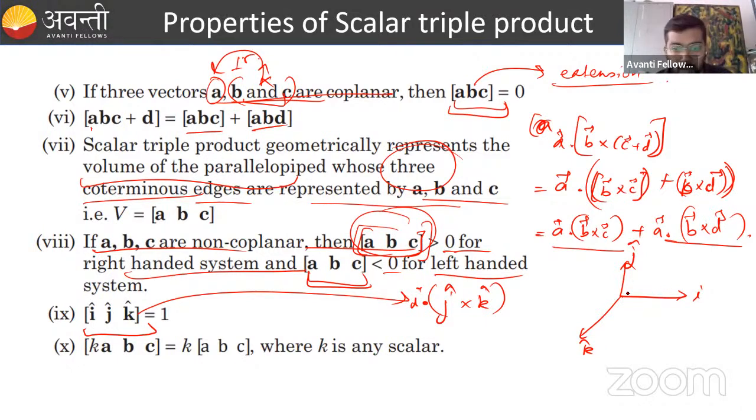Now here you can see that J cap cross K cap. You can use the right hand system. J cap cross K cap will result in the I cap direction. So J cap cross K cap will result as I cap itself.